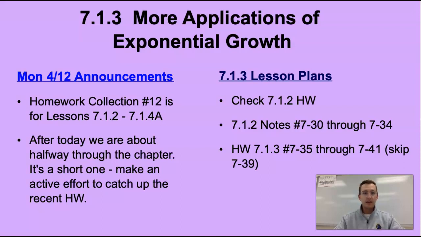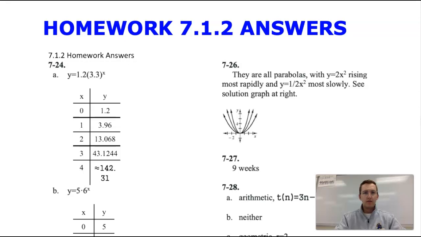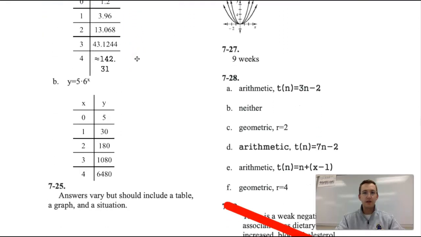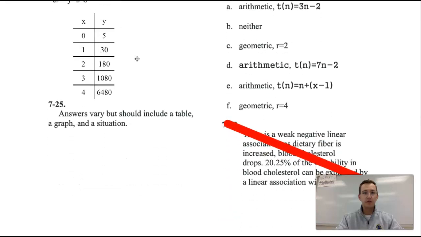So today, game plan is 713. I'm going to flash the answers up for the homework from over the weekend real quick, and then we will get going from there. Press pause if you want to take a look at these answers in a little more detail. I'll scroll down if you want to check them out a little bit more. Otherwise, perfect. There we go.